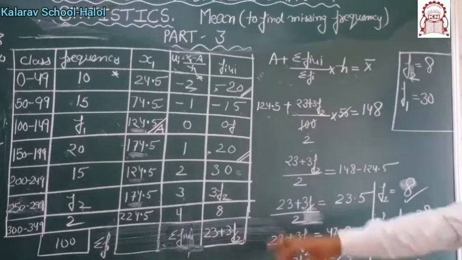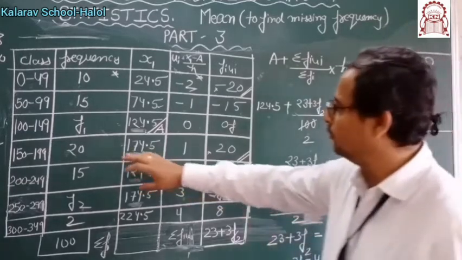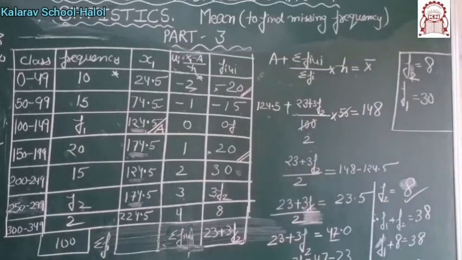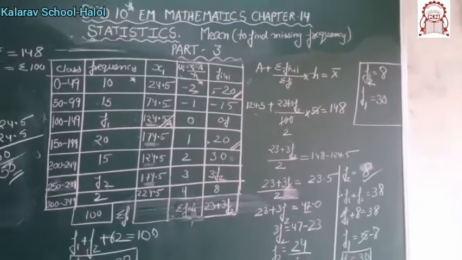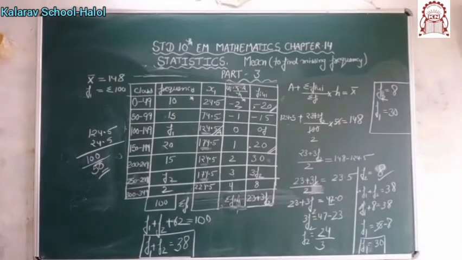Earlier I explained you F1 plus F2 equal to 38, so here F1 plus F2 equal to 38, so F1 plus 8 equal to 38, so F1 equal to 38 minus 8, so F1 equal to 30, therefore F2 equal to 8 and F1 equal to 30, so this two missing frequency are 30 and 8 respectively. Is it clear? अब एक बार इसको जरा आप लोग systematically observe कर लीजिए, so you will get the better idea. Is it clear? See it properly.